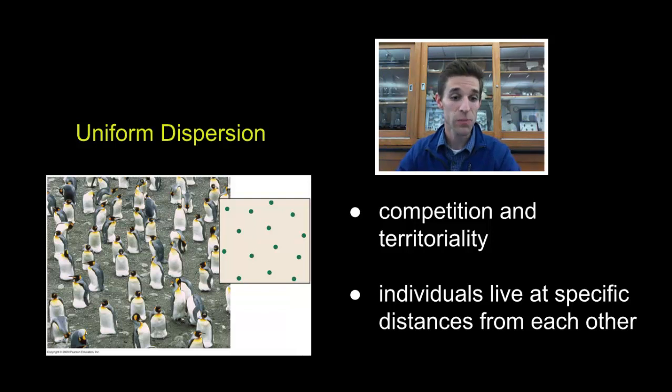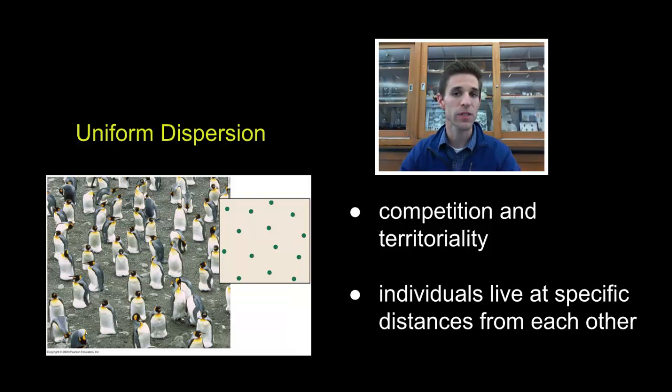And you can see here that these penguins are kind of spaced out relatively equally. And you can see in the diagram right here, the square that these dots represent the penguins in the photograph, they're kind of spread out relatively evenly. They're all the same distance from each other approximately. And we call that uniform dispersion. And we usually find this in populations of organisms where there is a pretty decent level of competition or territoriality.